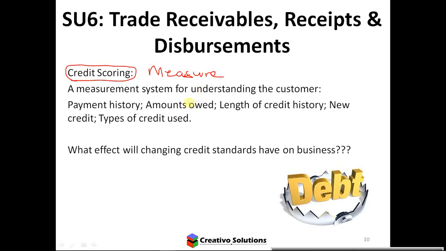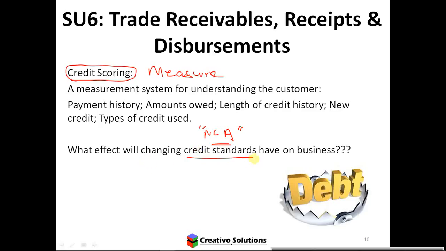Okay, what effect will changing standards have on a business? Well, there are multiple. Obviously, if I'm going to have a policy that's more accommodating, whereby anyone who is willing to apply and take out credit would be granted it, that creates a problem. Obviously, we have the National Credit Act, the NCA, and the NCA helps protect the consumer against over-indebtedness. That's the main purpose why we have that particular form of legislation, right?